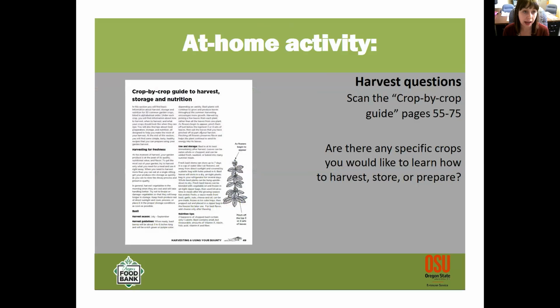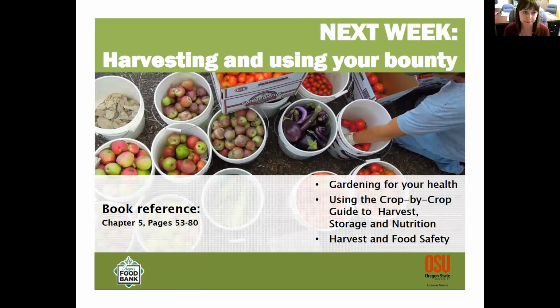So a little at-home activity for you. You want to look at the crop by crop guide on harvesting, which is pages 55 through 75, and think about if there are any specific crops you'd like to learn how to harvest, how to store, or how to prepare. And you can come to class with those questions next week. So next week, we're going to be talking about harvesting and using your bounty. We're going to be using the crop by crop guide. We're going to talk about storage and nutrition, gardening for your health, and also talking about food safety.